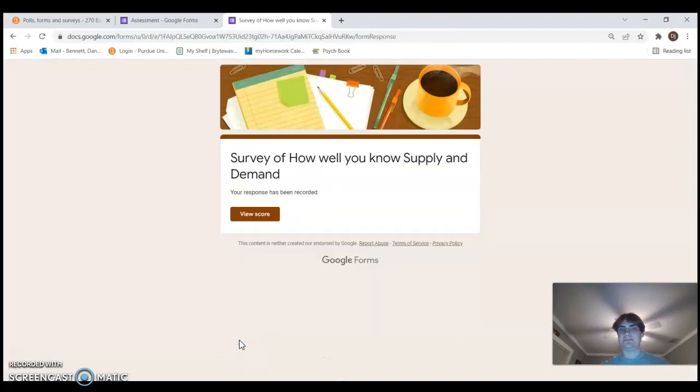They submit it and that's all they have to do, and I can see everything they say. It's great to be able to see where you need to reteach or give more examples to help the students learn more in a specific area.